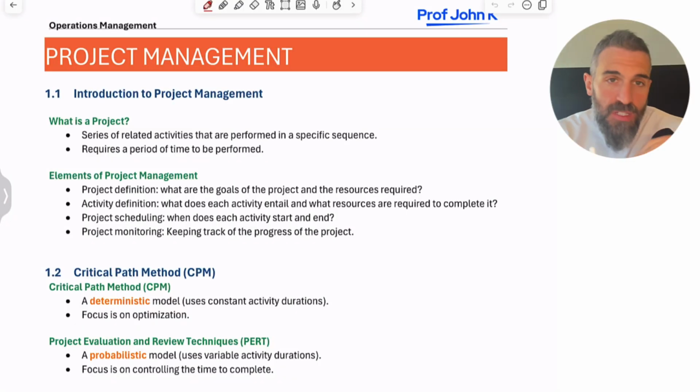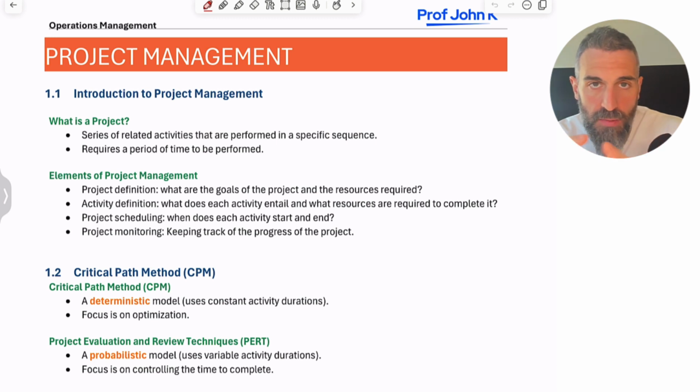Hey everybody, welcome to this lesson on project management. So this is going to be a two-part lesson. Here we're going to get into the main part of project management, what it is, how it works, what the two different kinds of systems are. Lesson number 2 will be all about crashing. So that's kind of a separate topic on its own.